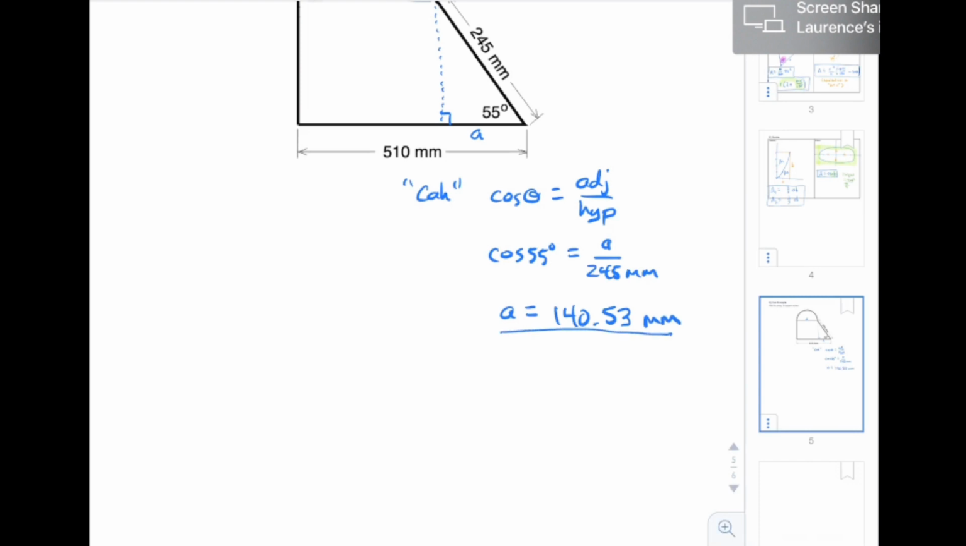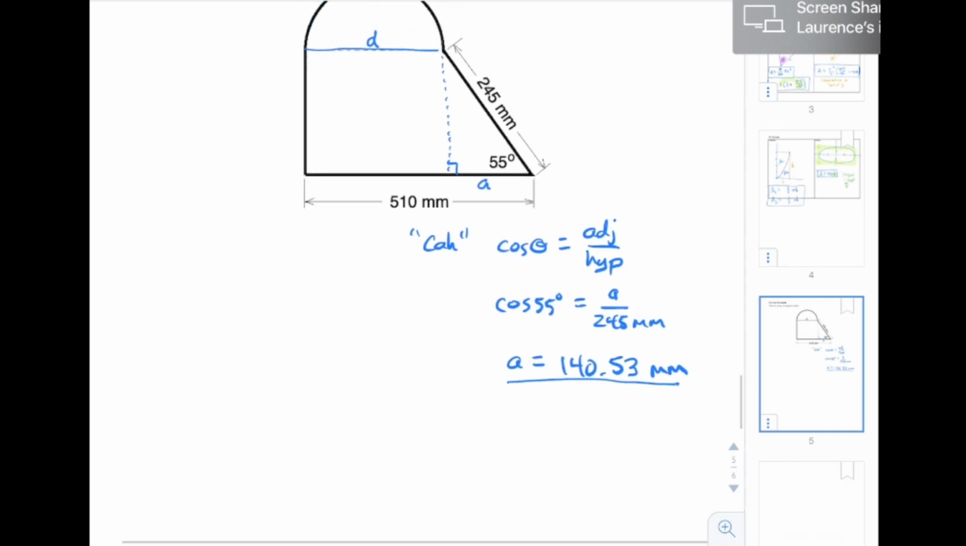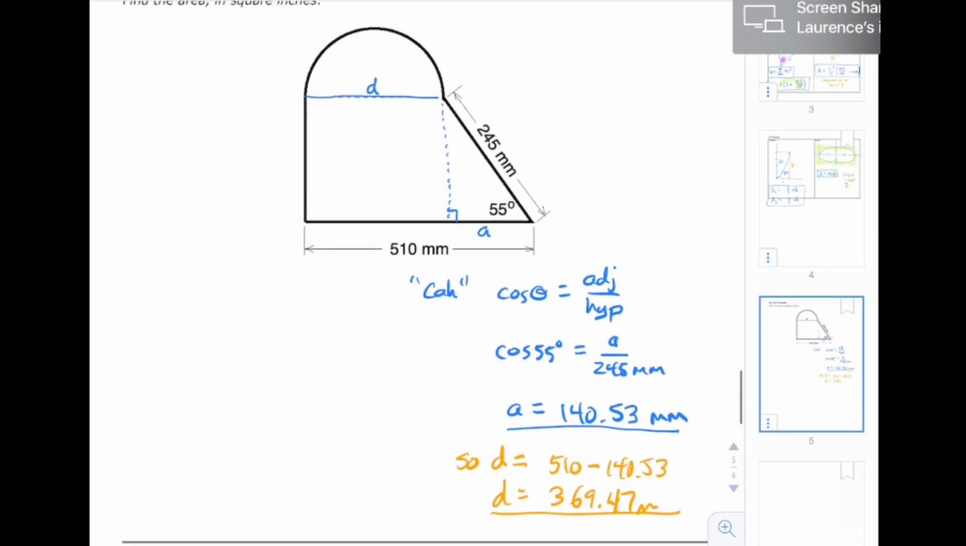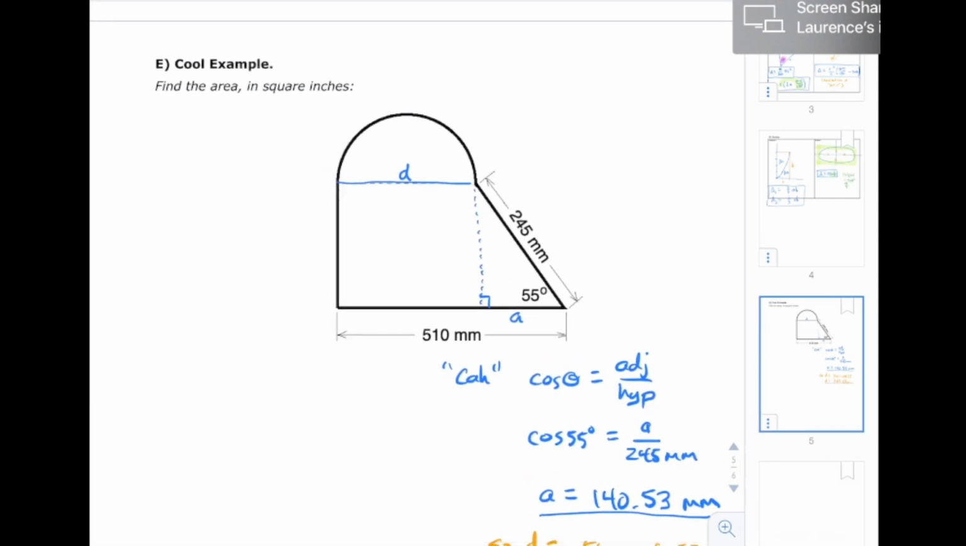Cool. So that means that the diameter, maybe I'll use a different color here. The diameter would be this 510 minus the A would give me the diameter, right? So the diameter is going to be 510 millimeters, take away 140.53. It's going to be 369.47 millimeters. All right, let's start getting some area here, because that's what the problem asked for, is the area.